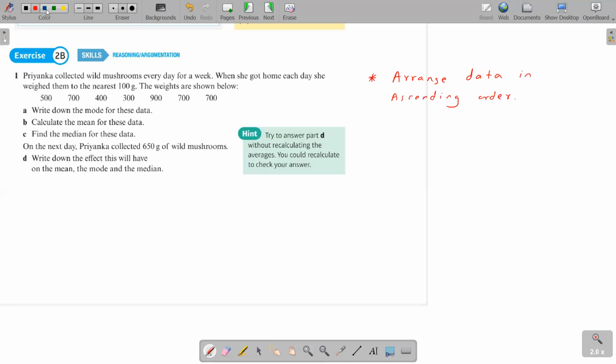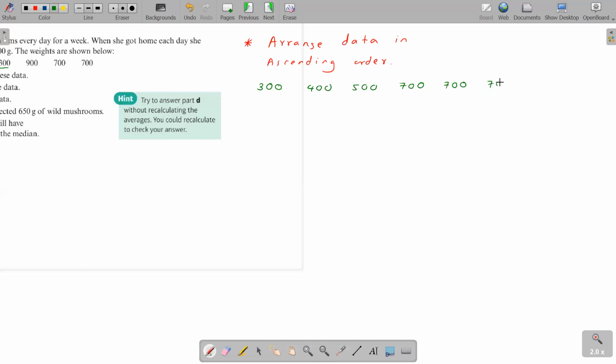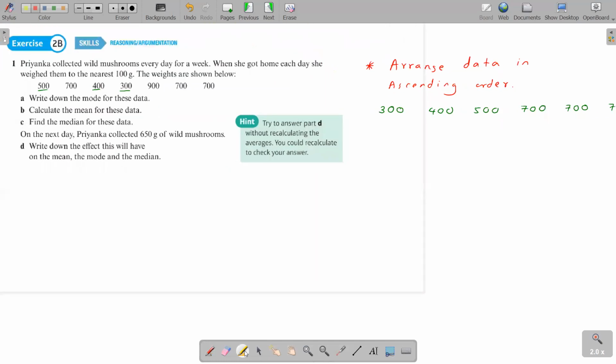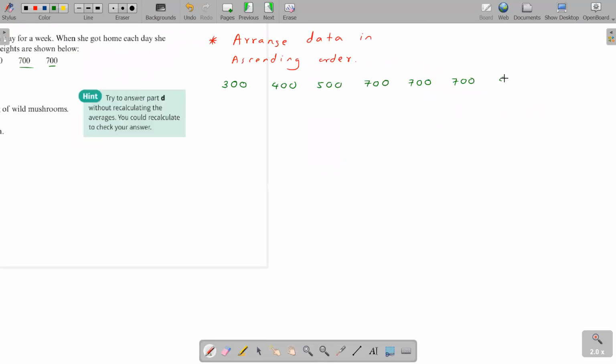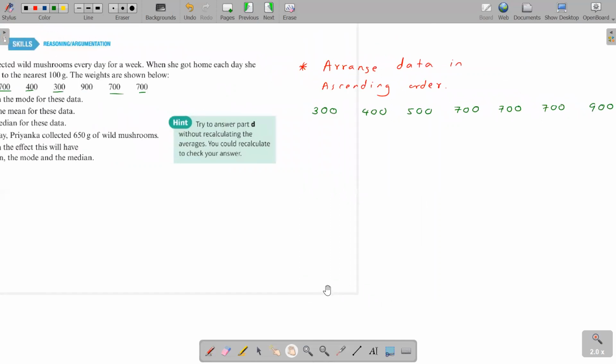So the smallest value here is 300. Next, 400, 500. There are three 700s: 700, 700, 700. And then there's a 900. So you can see the same data set I have rearranged. You must rearrange. This is the first thing that you need to do.